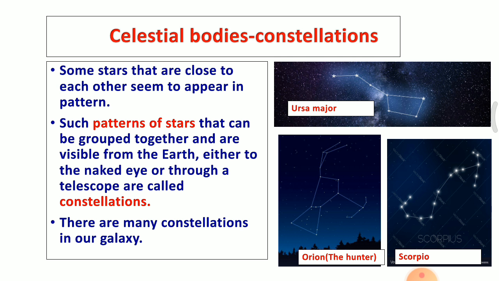What are constellations? A constellation is nothing but a pattern of stars that can be grouped together. So we can see the constellation through the naked eye or a telescope. There are many constellations present in the sky. For example, Ursa Major, the second Orion. Orion looks like a hunter, and the third one is Scorpio. These are the many constellations present in our Milky Way galaxy.